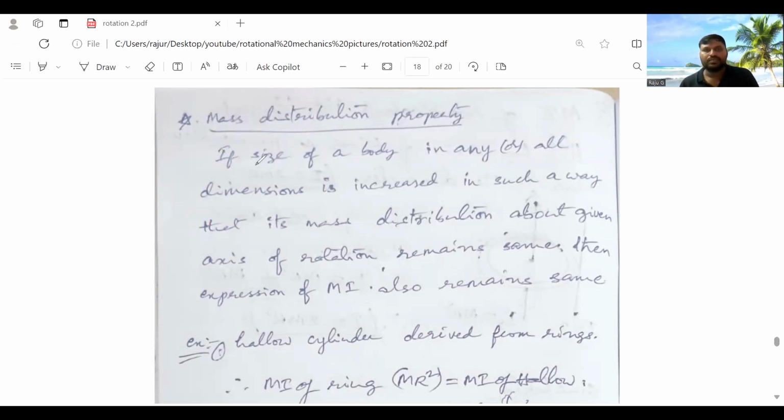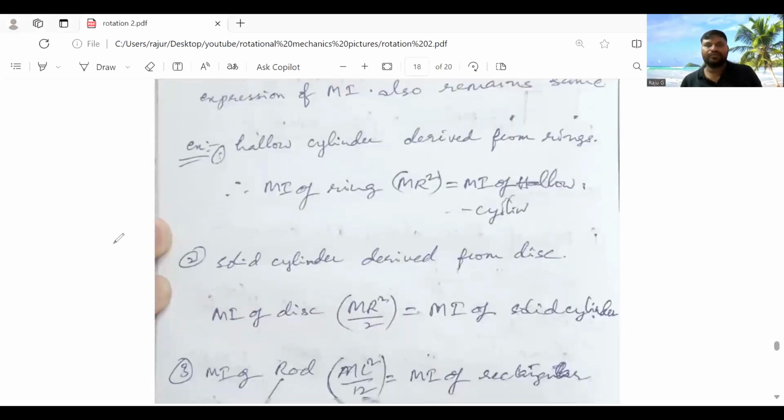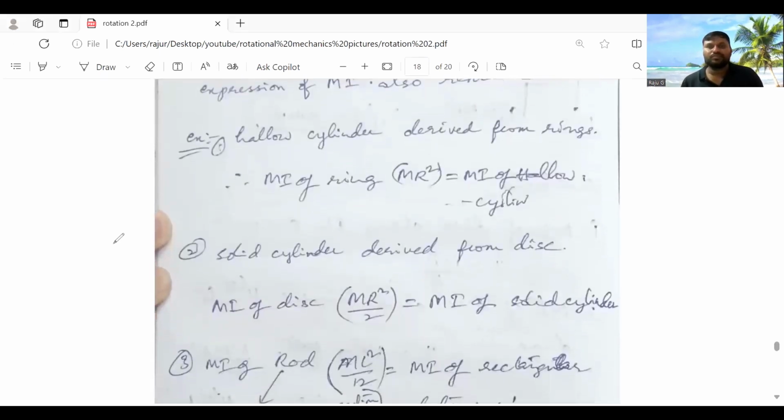Mass distribution property: if the size of a body is increased in such a way that its mass distribution about the given axis of rotation remains the same, then the expression for the moment of inertia is also the same. That is the mass distribution property. Let us take a few examples to understand it.